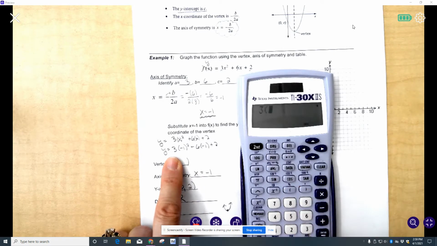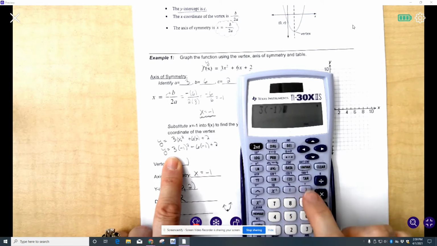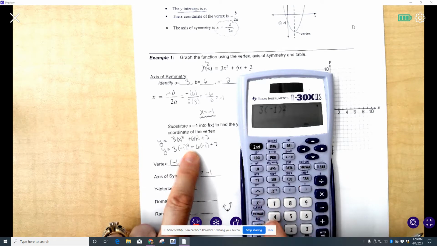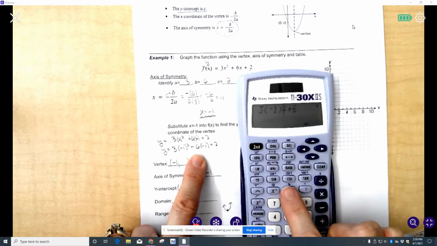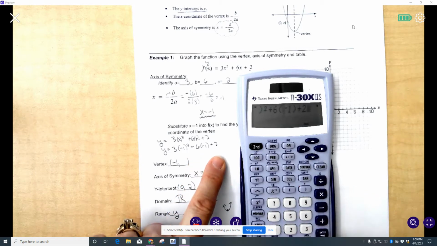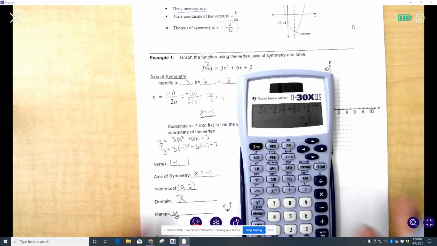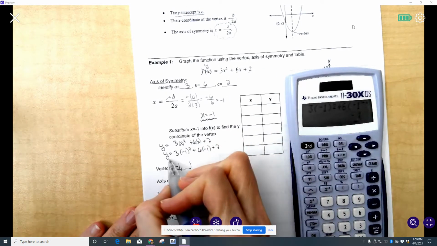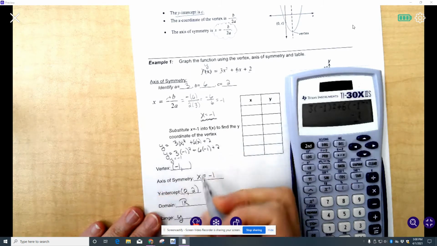3, left parenthesis, negative 1, right parenthesis, squared, plus 6, parenthesis, negative 1, parenthesis, plus 2, equals negative 1. Let me squeeze this in here. So y equals negative 1.